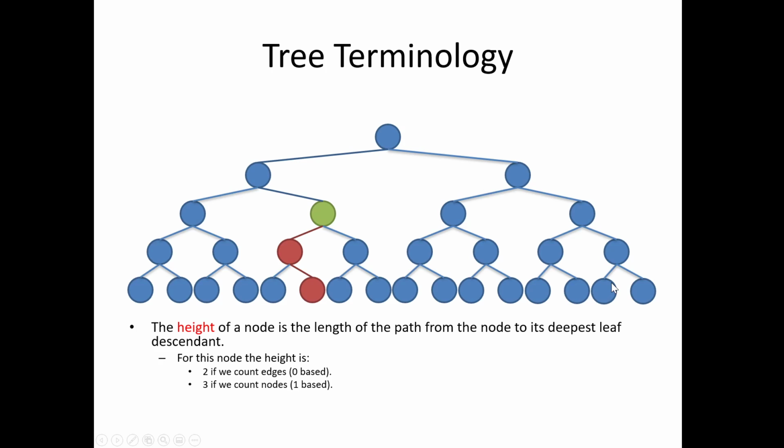Okay, we can also do the height of a node. The height of the node then is the length of the path from the node to its deepest leaf descendant. So we sort of use the definition of depth here to define height. But for this particular node, all of our leaves are of the same depth, so any one would work. I've just selected one here. Again, we can see that for this path, there are 3 nodes or 2 edges, depending on how we count, and it's going to be the same for height as it was for depth.